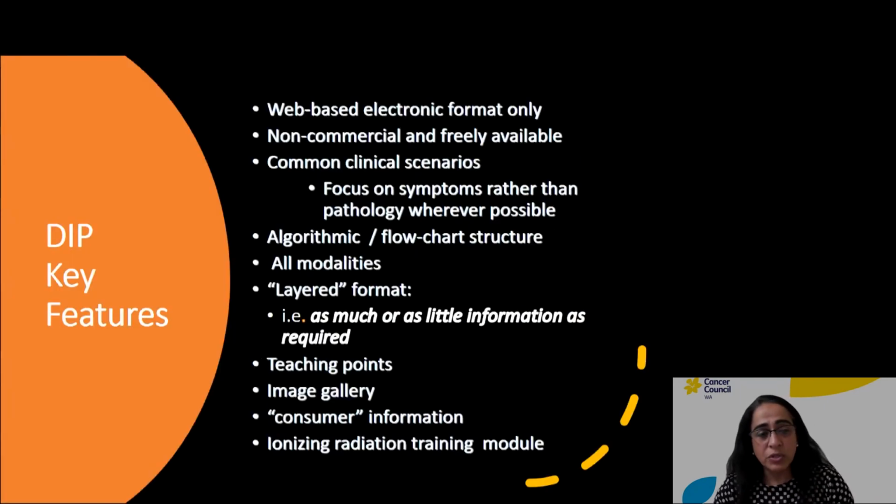The key features of Diagnostic Imaging Pathways are that it's web-based, in electronic format, non-commercial and freely available. It deals with common clinical scenarios, has an algorithmic flowchart structure, and deals with all modalities. It has a layered format, so you can access as much or as little information as you want. It includes teaching points, image galleries, information for consumers, and also hosts the ionizing radiation training module.